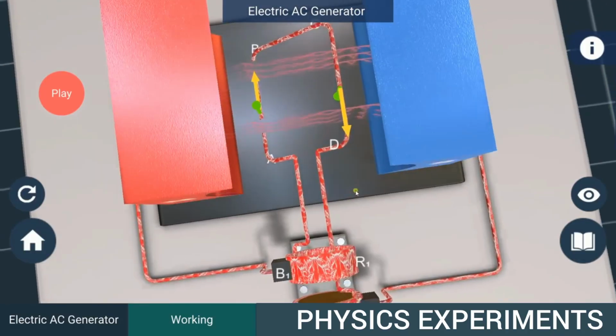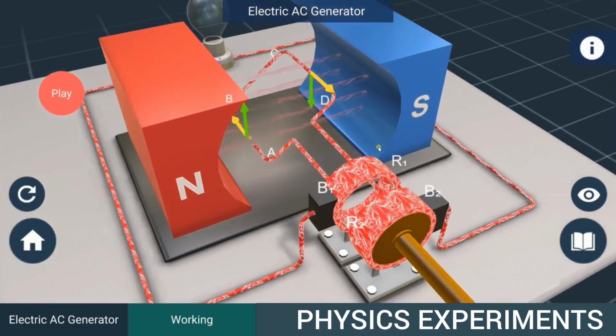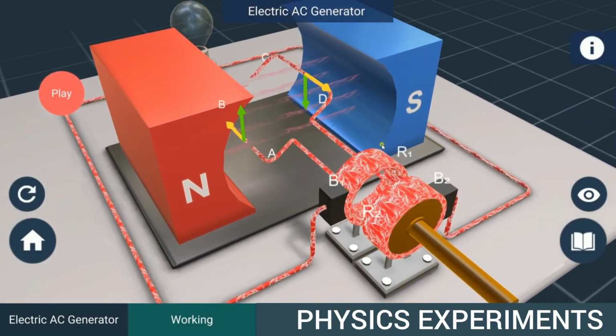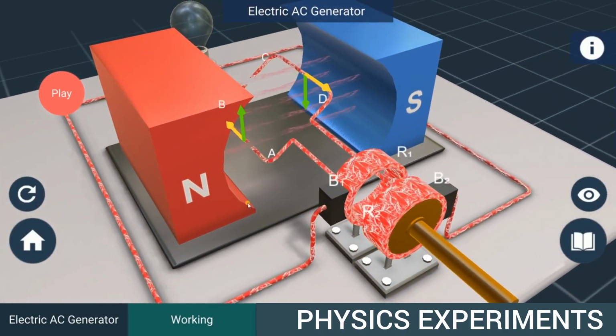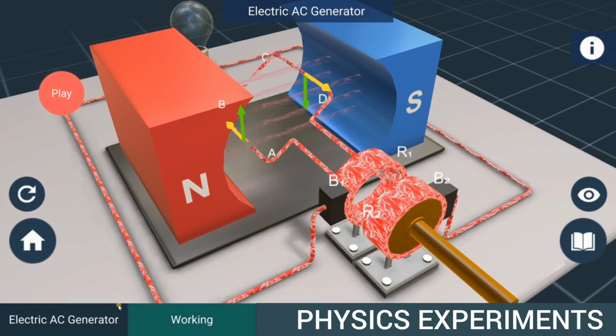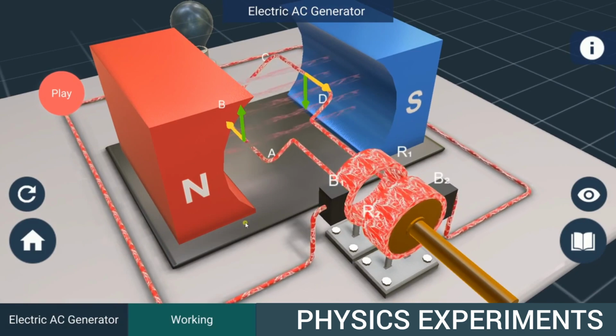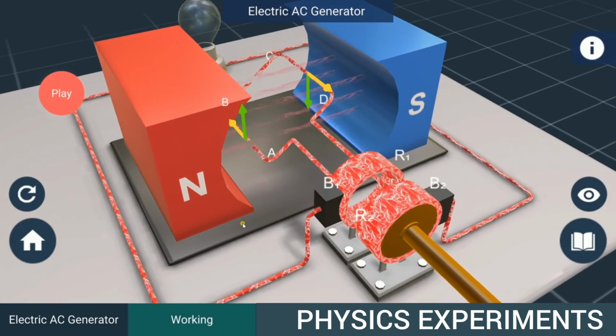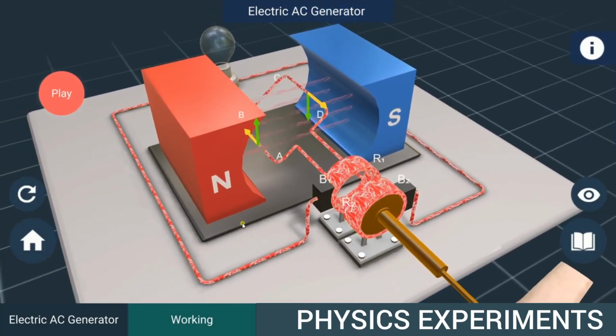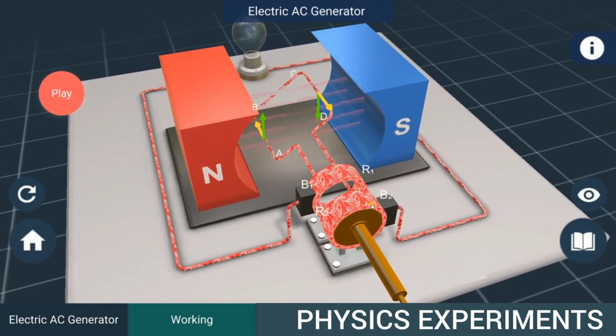If there are larger numbers of turns in the coil, the current generated in each turn adds up to give a large current through the coil. This means that the current in the external circuit flows from B2 to B1.